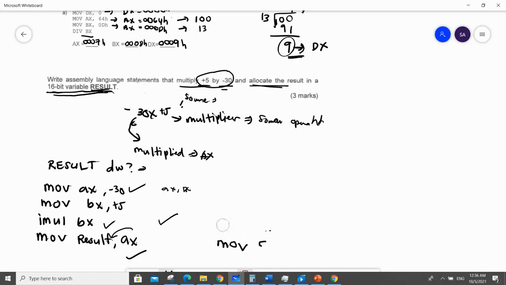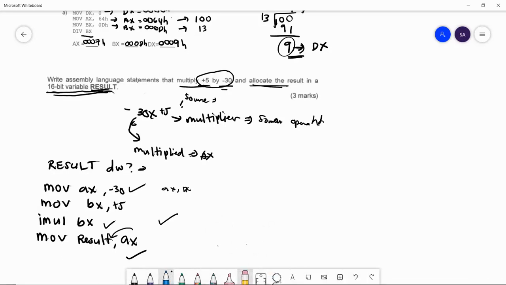Okay, apa-apa kena pakai AX. Apa-apa nak darab multiply number mesti pakai AX. Tak kisahlah dia 8-bit atau 16-bit. Okay, as long as dia multiplied number should be in the AX register. Then bila akhirnya the result also dia akan override put into the AX register juga.